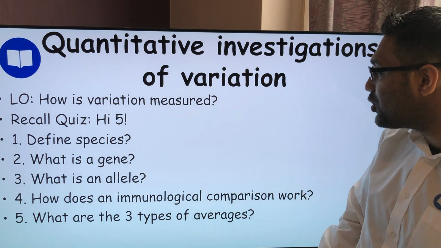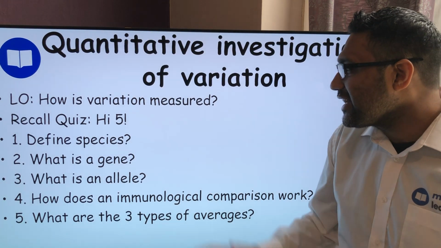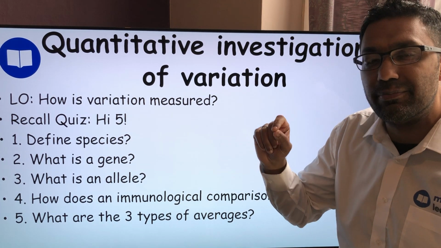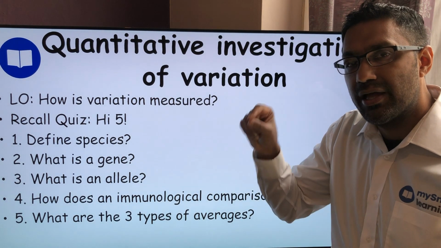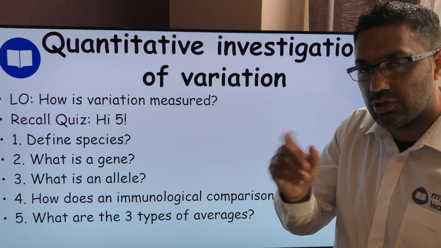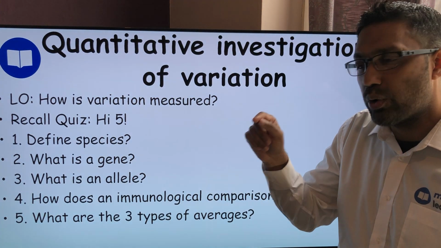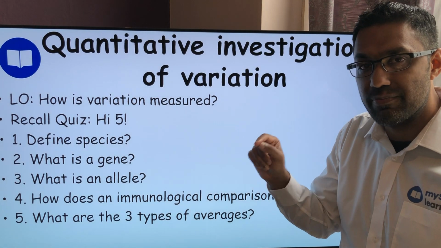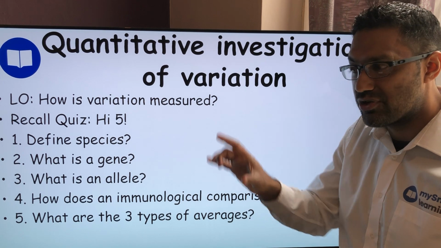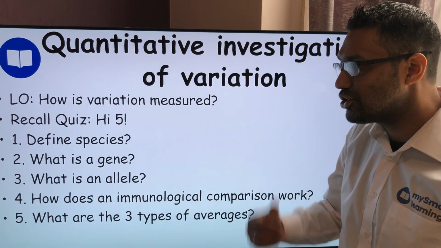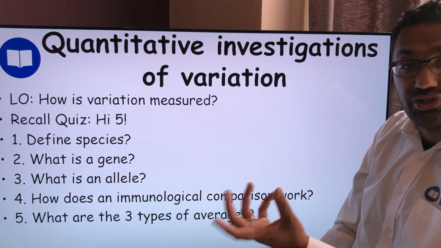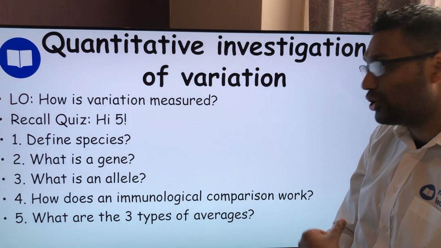How does an immunological comparison work? That's the one where you extract a serum from a human and inject it into a rabbit. The rabbit makes antibodies for the human proteins, and therefore when you inject that rabbit serum into other organisms, the degree of precipitation, compared to the human precipitation, shows you how closely related they are. So the more precipitation, the more closely related to the original species you used. In this one we used human.